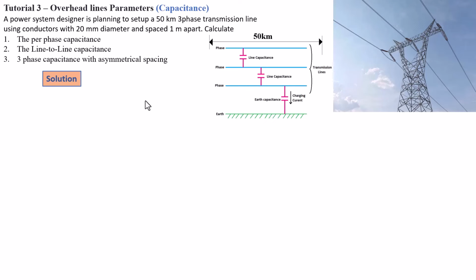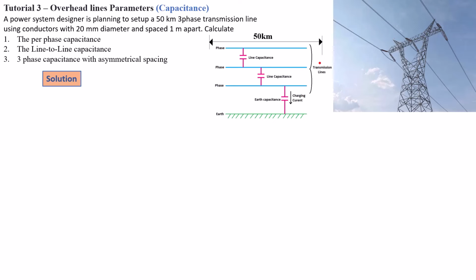So basically the problem statement is that the power system designer is planning to set up a 50-kilometer three-phase transmission line using conductors with 20 millimeter diameter and spaced 1 meter apart, so that basically the distance between the conductors, as we've seen in the previous tutorial. Now the 3 questions that we need to deal with is that we need to calculate the per phase capacitance, the line-to-line capacitance, and the three-phase capacitance with a symmetrical spacing of 1 meter between the lines.